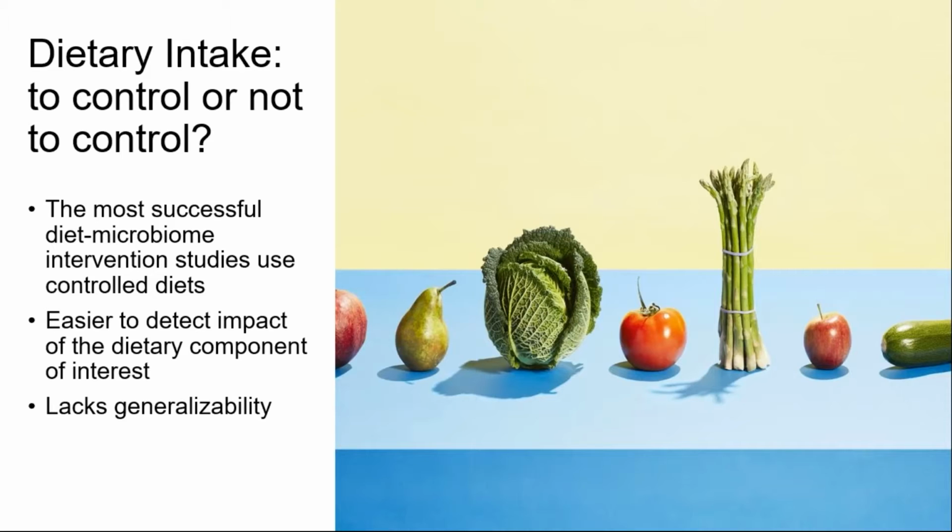Okay, so we've discussed the crossover as being one of the best ways to conduct diet microbiome research. Now, if you're interested in just a single component of a diet rather than an overall dietary pattern, one question you also have to grapple with is whether or not to control for dietary intake. And if you look at the literature, the most successful, and I'm interpreting that as being the papers that have seen an impact of their dietary intervention, actually use controlled diets for their participants. So they're not typically using free-living individuals consuming their typical diets. Usually they're providing the background diet to the individuals.